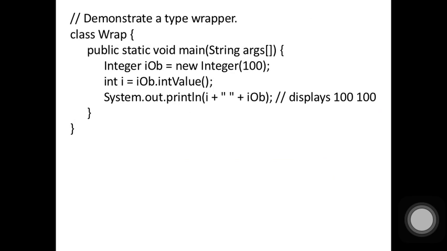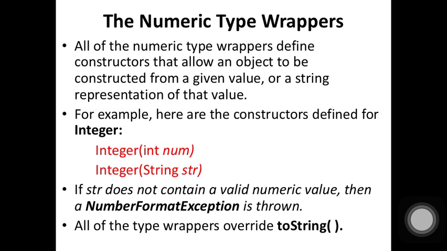Now we can get the value of the iob object in the form of an integer. We can extract the value by invoking the method intValue. So here intValue will extract the object value 100 in the form of a numeric value and assign it to the integer variable i. We can show it on the screen by means of a println statement. Just go through once how it works.